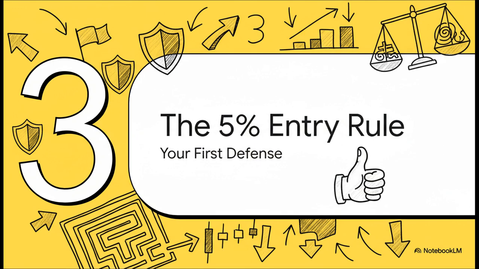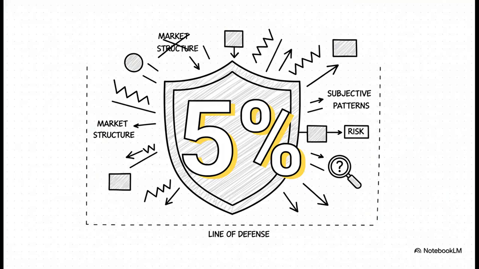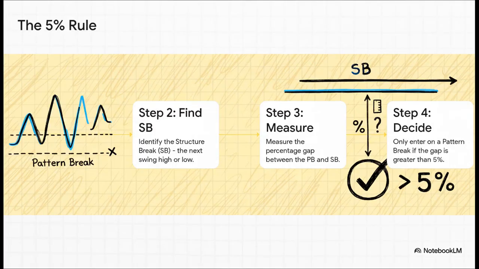Okay, so this is all great theory, but how do you actually use this to stay out of that trap? Well, it all starts with a simple but really powerful rule of thumb. Just remember this number, 5%. Think of this as your first line of defense. It's your little guide to help you decide if a pattern break is even worth looking at. The rule is super straightforward. Step 1, you spot your pattern break. That's the line you drew. Step 2, you find the real deal, the structure break, that next swing high or low. Step 3, you measure the space between them.